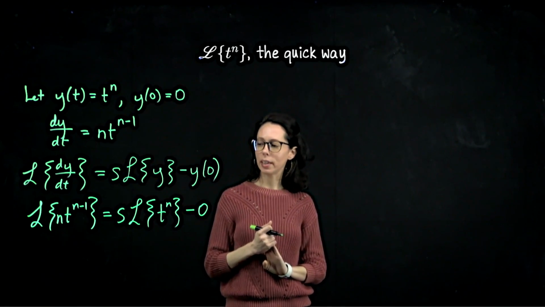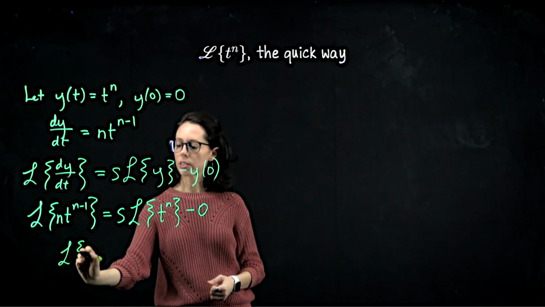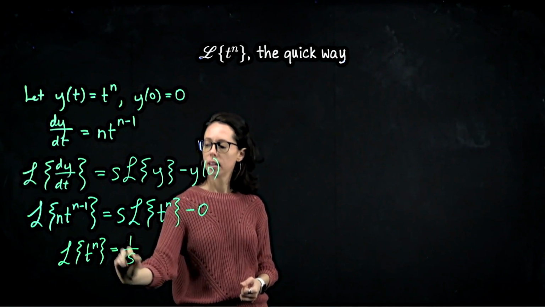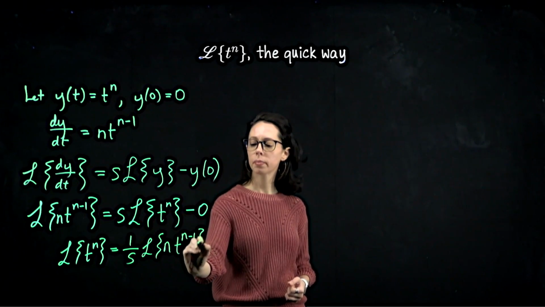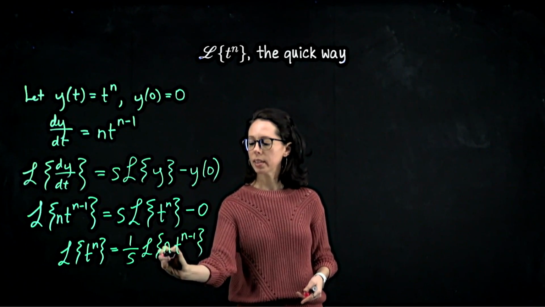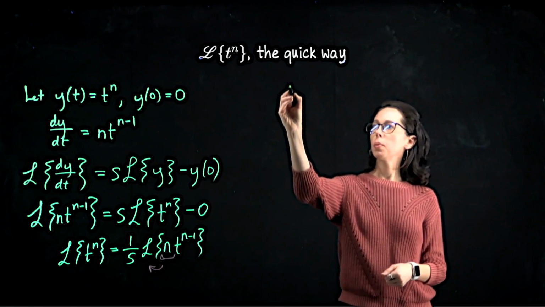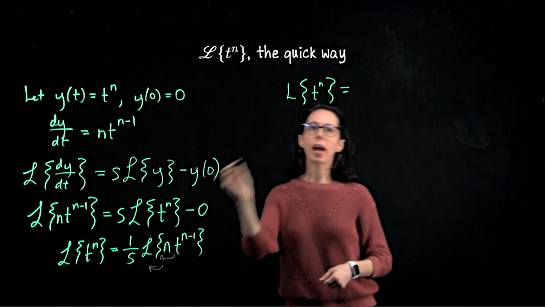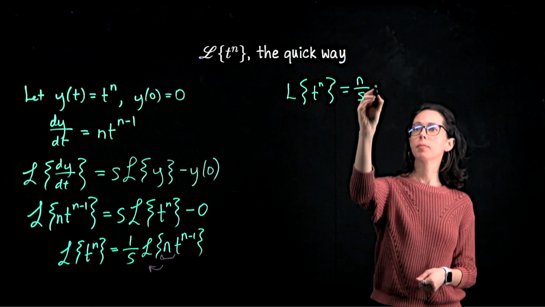So if that didn't immediately click with you, just hold on for a second. Let me solve for this. The Laplace transform of t to the n is 1 over s times the Laplace transform of the derivative n t to the n minus 1. N here is actually just a constant. So using the linearity, we can take this n and pull it out so that, I'm going to write it over here, the Laplace transform of t to the n is n over s times the Laplace transform of t to the n minus 1.